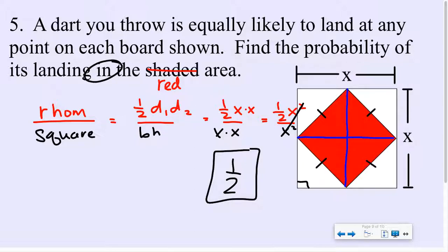Questions on geometric probability? All right. We're done.